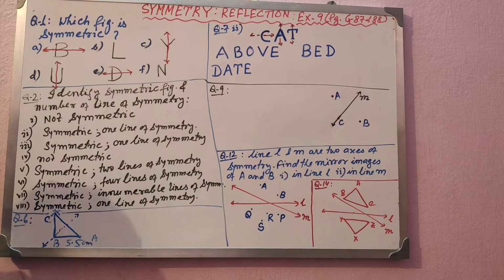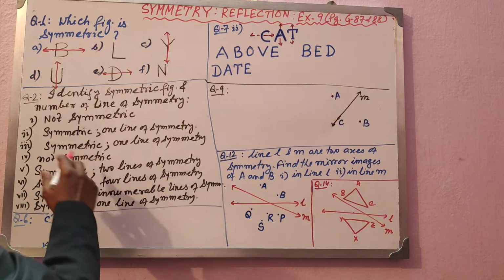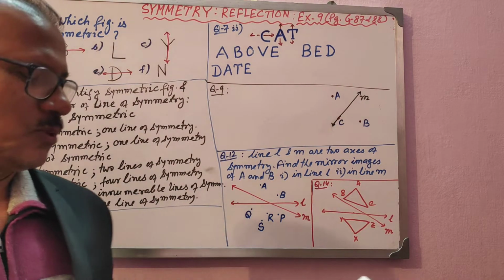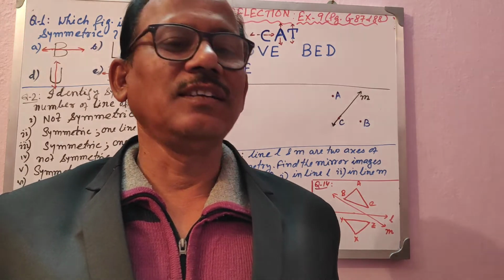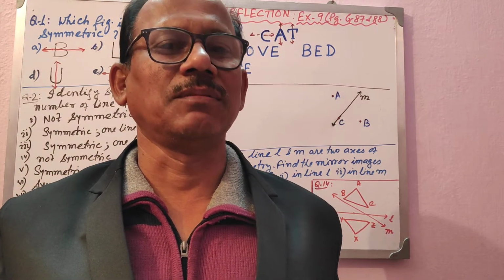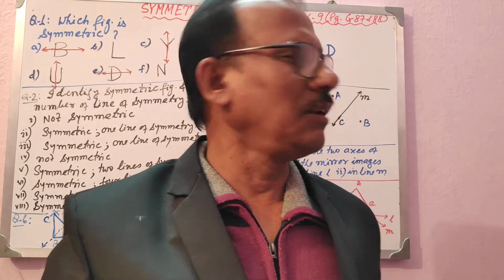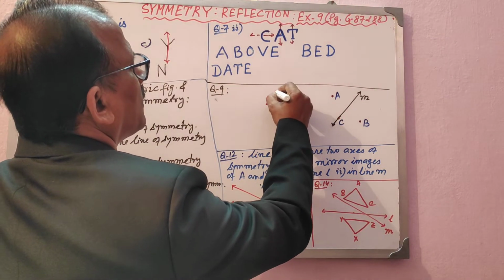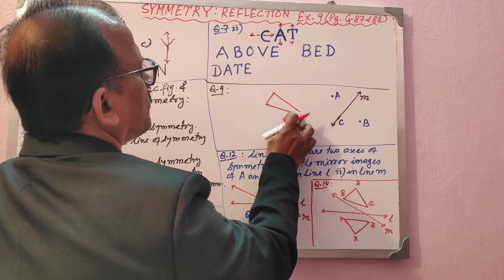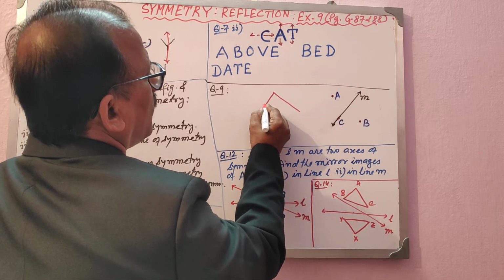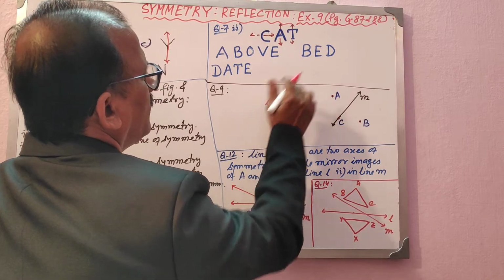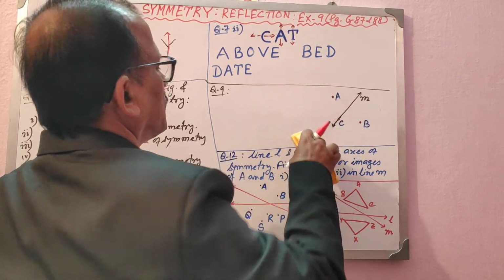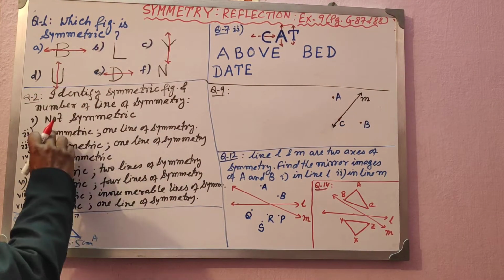Now moving on to question number 2, it is said to you identify the symmetric figure and the number of lines of symmetry. Question number 2 gives a triangle whose sides are 6 cm, 5 cm, 9 cm. I said clearly that a scalene triangle will not be symmetrical because all the three sides are different, and you can't draw a symmetrical line through this. Could you understand? So a scalene triangle is not symmetric.